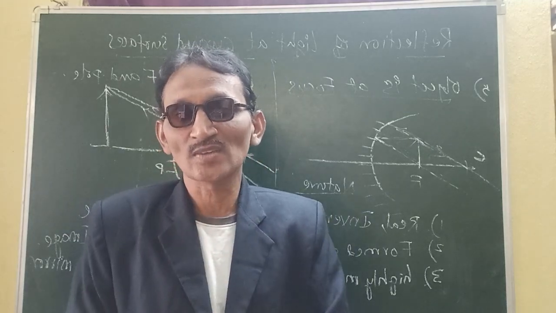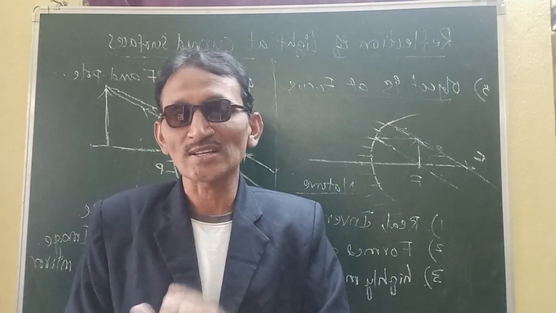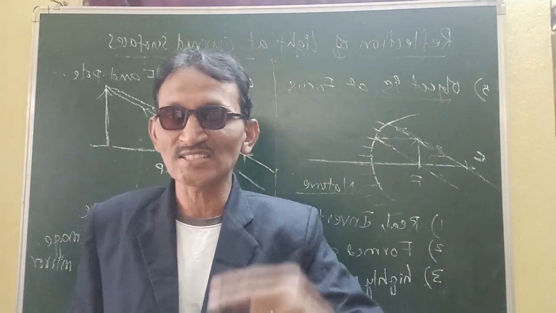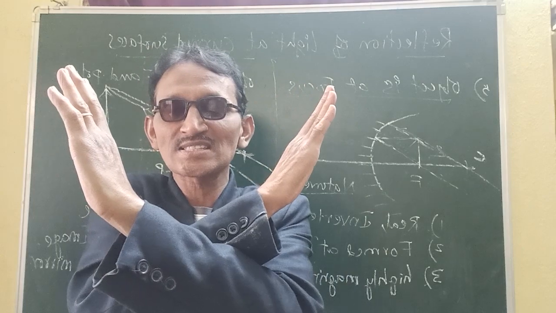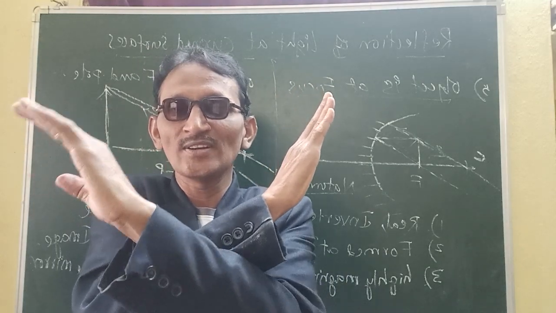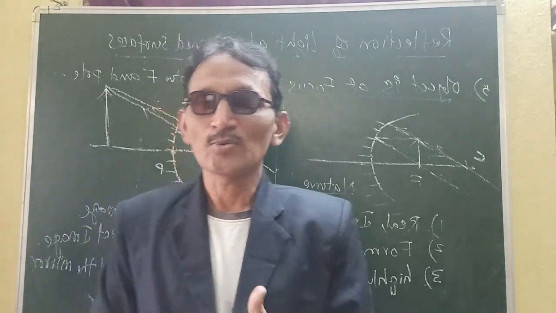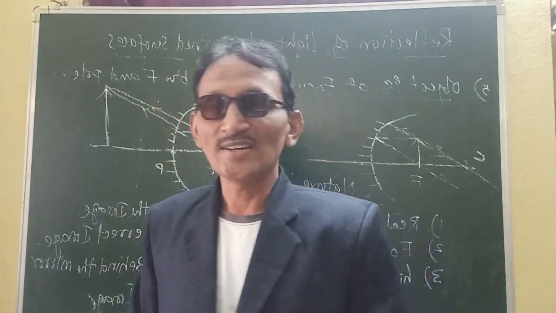This is the fourth condition. Fifth condition means object at focus, image at infinity. The first condition and fifth condition are reverse: at infinity, at focus; at focus, at infinity. Just opposite.